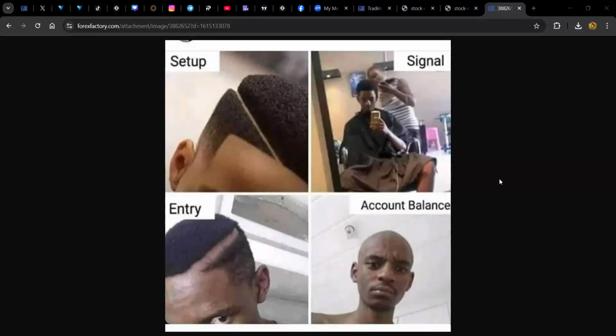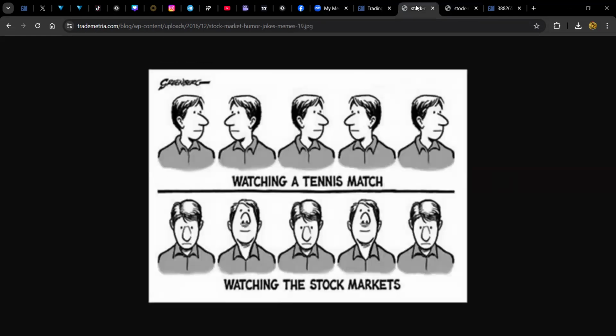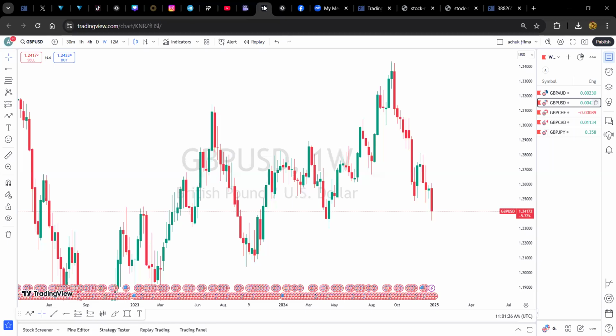Trading usually starts with a setup, signal, entry, and then the account balance. The reason for this is that we don't usually want to do this. Consult. And if you don't consult, this is what usually happens. You'll be watching the market much, much differently than you would when you're watching a tennis match. But anyway, let's solve that today.